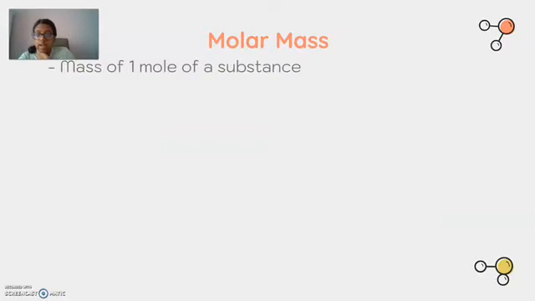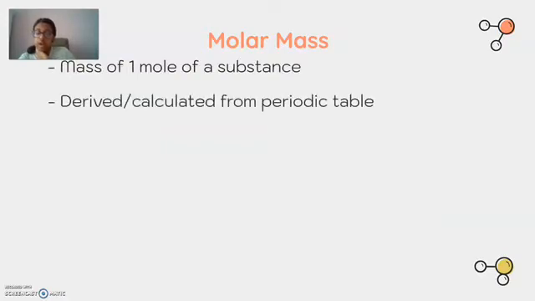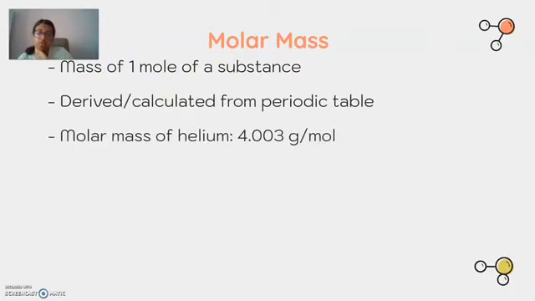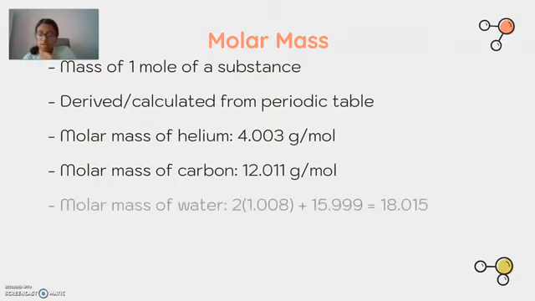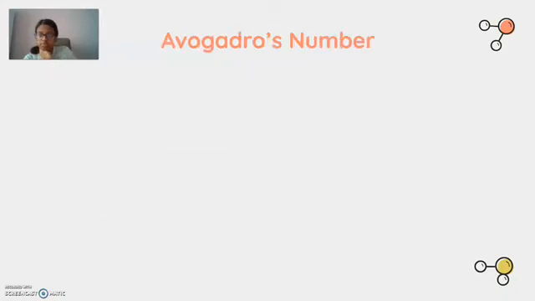So molar mass. It is the mass of 1 mole of a substance. It is derived or calculated from the periodic table. So the molar mass of helium can be read directly off the periodic table. It is going to be 4.003 grams per mole. The molar mass of carbon is going to be 12.011 grams per mole, just read out directly off the periodic table. And the molar mass of water has to be calculated. So it's going to be 2 times the molar mass of hydrogen, so 1.008, plus the molar mass of oxygen, and that's going to be 18.015.